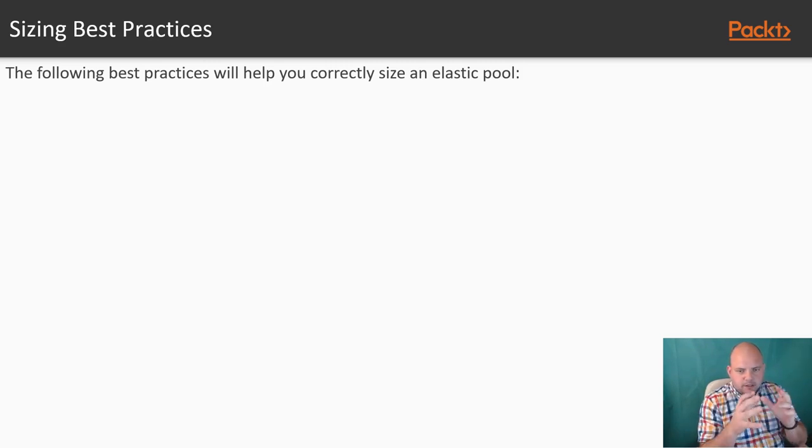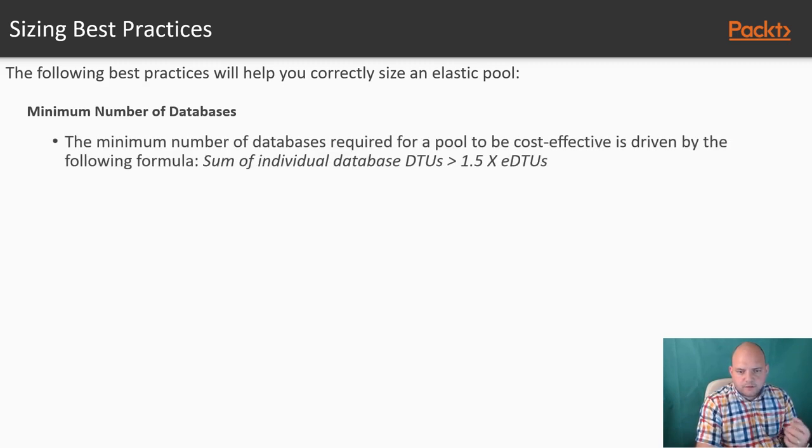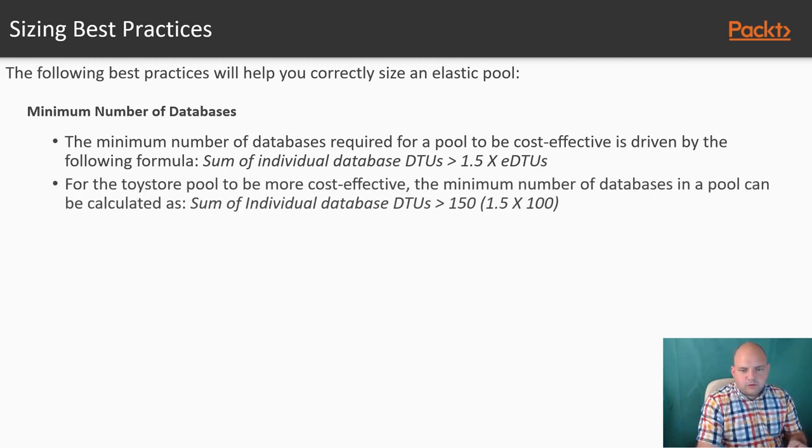Elastic Pool. The minimum number of databases required for a pool to be cost effective is driven by the following formula. So it's the sum of the individual databases' DTUs needs to be greater than 1.5 times the eDTUs. So for the ToyStore pool to be more cost effective, the minimum number of databases in a pool can be calculated as the sum of individual DTUs being greater than 150, which is 1.5 times 100.